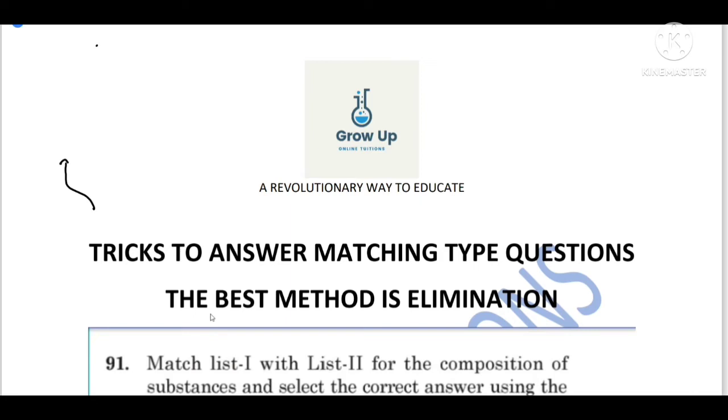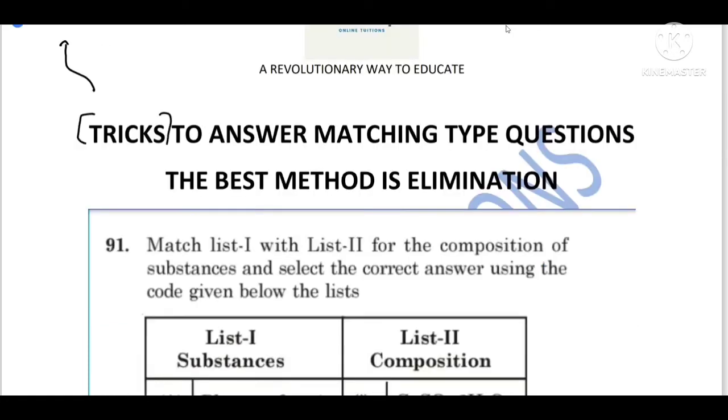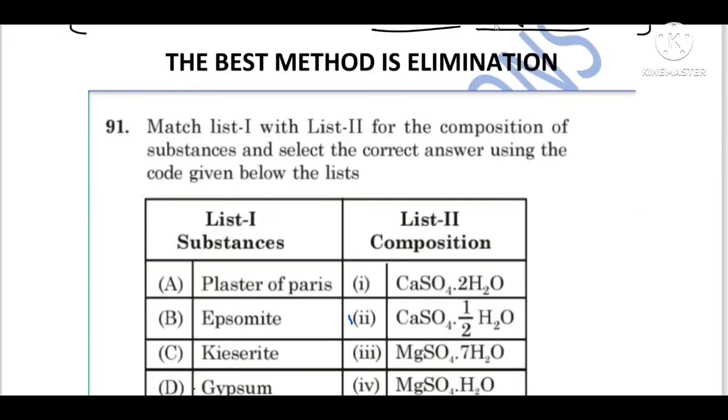When you observe the previous year question papers, you may notice that the trend of asking matching type questions has gradually increased. By using some tricks, you can answer matching type questions easily within less than 30 seconds. Elimination is the best method to answer matching type questions in less than 30 seconds. Now let us apply this elimination method by taking an example.